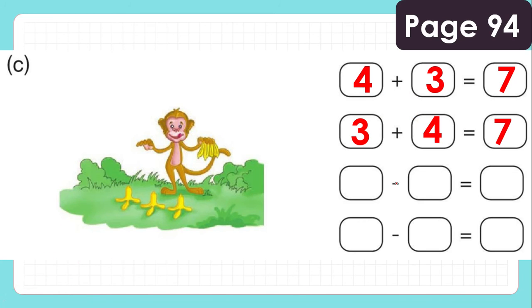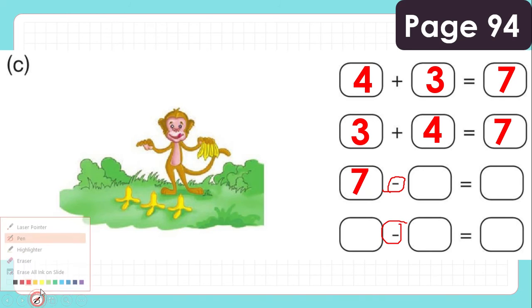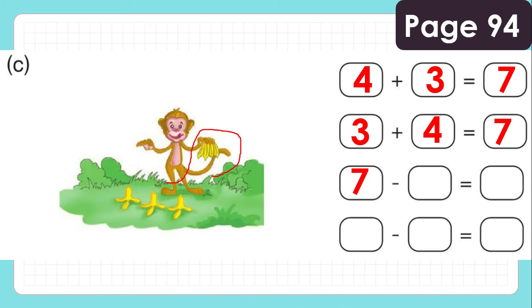Okay. Next, how about subtraction? Subtraction, how do we get this one? First, you're going to count all the bananas first. Let's write the biggest number in this part. So we'll get 7. So what number are we going to minus from 7? So we'll get the one on the floor. How do we know how many bananas are on the floor? Let's minus the one that he is holding. So let's write 4 there. So 7 minus 4 equals 3.